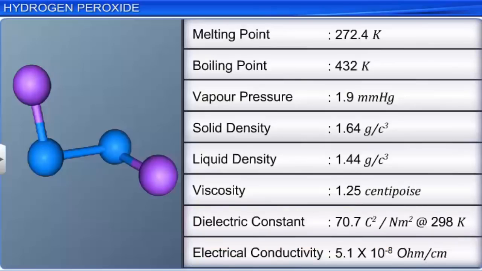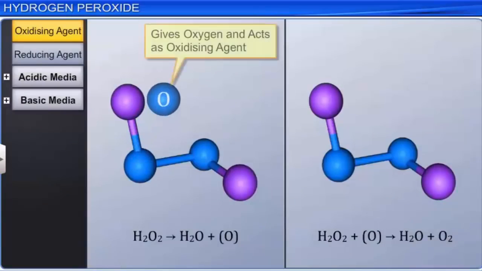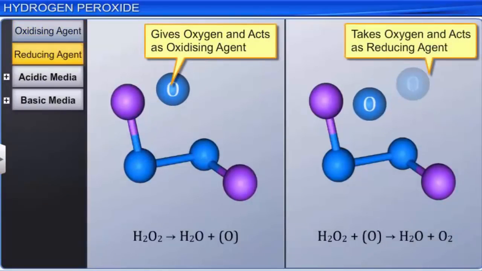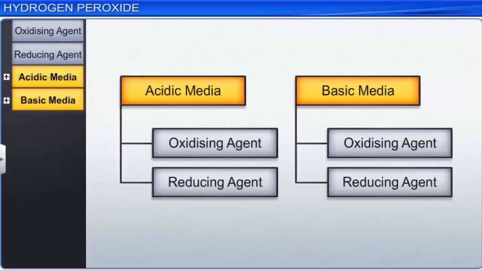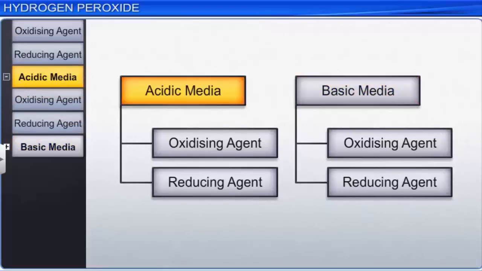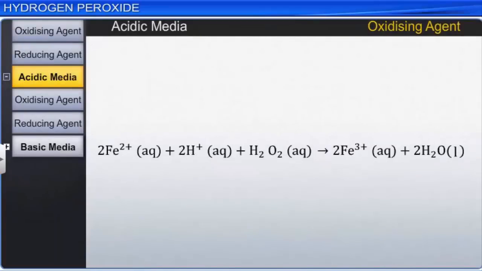Chemically, it acts as an oxidizing as well as a reducing agent in both acidic and basic media. So, let's now look at the reactions that take place in acidic media. In an acidic medium, as an oxidizing agent, hydrogen peroxide reacts with ferrous ions to form ferric ions.